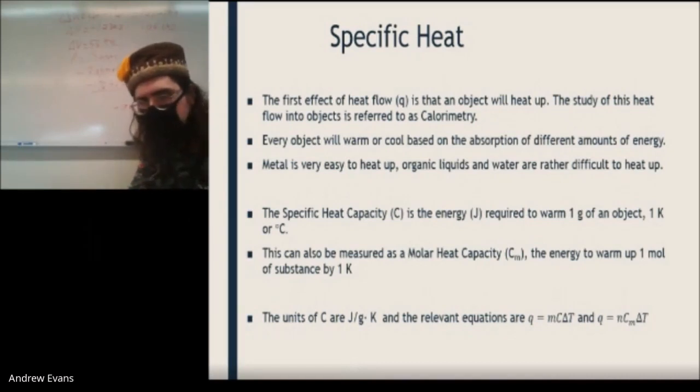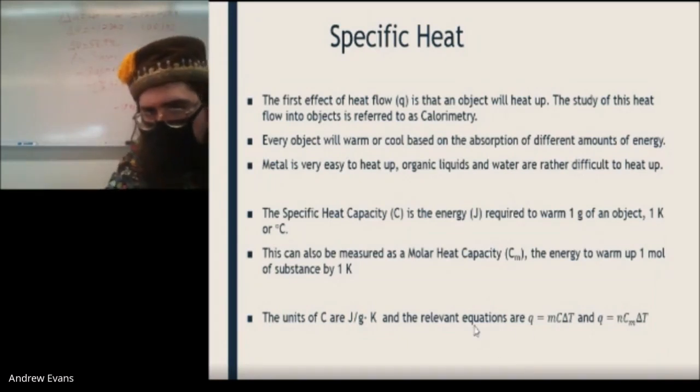The specific heat capacity, capital C, is given as joules needed to warm up 1 gram of an object 1 degree Kelvin or 1 degree Celsius. It doesn't matter whether you're looking at Celsius or Kelvin, the result will be the same. But it has to be Celsius or Kelvin. You can also measure this as joules per mole Kelvin, but we're more likely than not looking at joules per gram of the object Kelvin. So the unit is going to be J per g K, which is going to fit right into our equation.